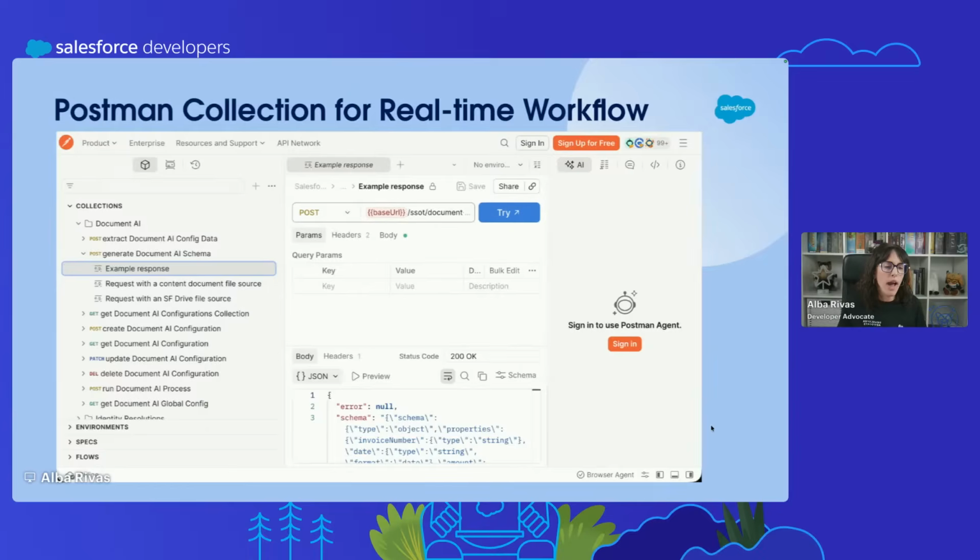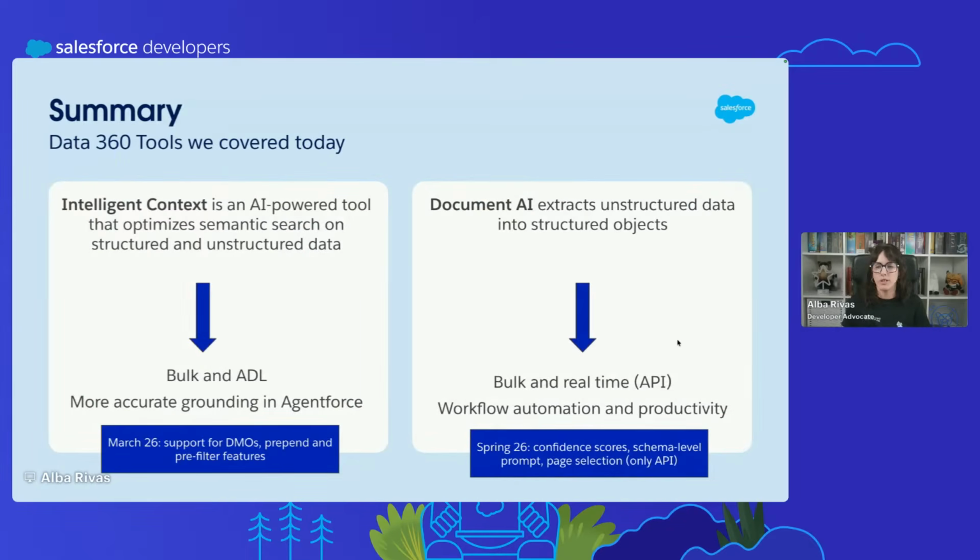Okay, so if you have some more questions, please put them in the chat window. If not, I'm going to go to the end of the presentation by sharing a summary, and please don't leave yet because I will share all the resources as well. By the way, I'm going to pop up the QR code with the resources so you can scan it if needed. So what did we see today? Intelligent Context, which is an AI-powered tool that will help you optimize your search indexes so semantic search is better.